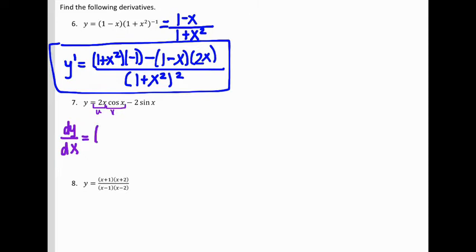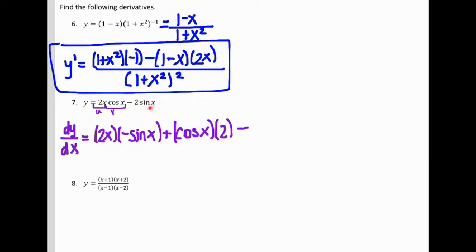And we would start off with u v prime. Now I told you to memorize the derivative of cosine. So that's negative sine x plus v, which is cosine as is, times u prime, which is 2. Now I'm at the point where I'm going to bring down that minus sign.